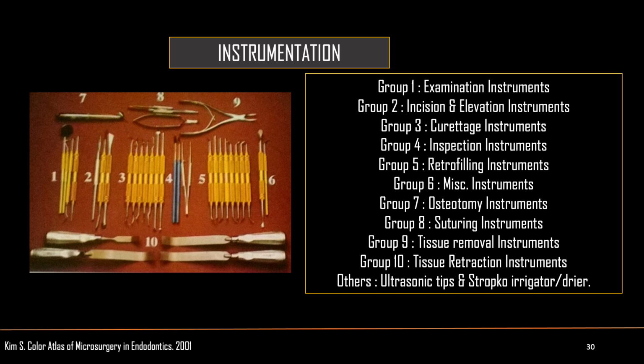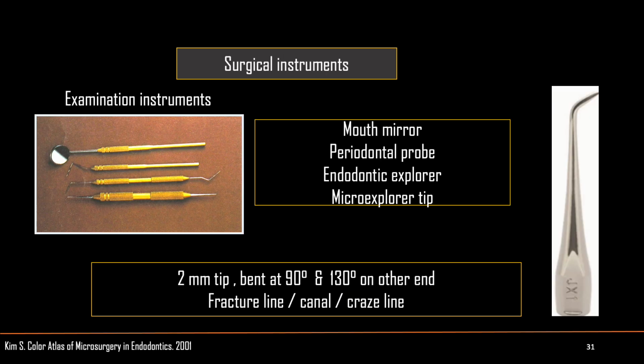The instruments used for endosurgery can be classified as Group 1, Group 2, Group 3, Group 4, Group 5, Group 6, Group 7, Group 8, Group 9, Group 10 and others. Group 1 involves examination instruments, Group 2 involves incision and elevation instruments, 3 involves curettage instruments, 4 inspection instruments, 5 retrofilling instruments, 6 miscellaneous instruments and so on.